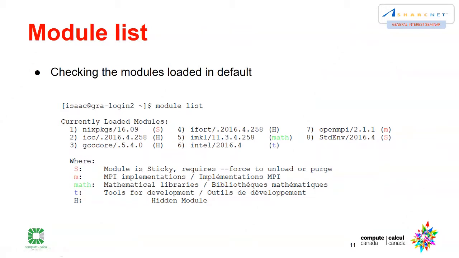passing interface programming. And some packages are tagged as math. And T means tools, which means for development. And H is a hidden module, which is related with other modules. It's a dependency existing.